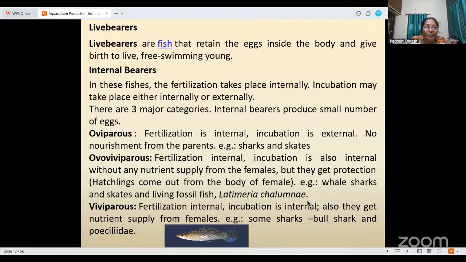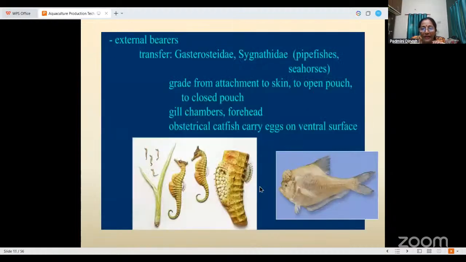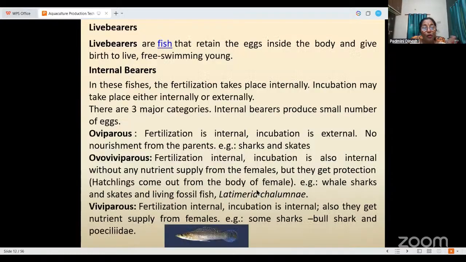So here we were talking about live bearers. In these live bearers, we're going to talk about internal bearers. Till now we were talking about external bearers: the pouch, the forehead, the mouth bearers. Now coming to internal bearers. Internal bearers means you're going to take care of them within, something like your mammals, where we grow the young ones within the womb itself. In the same way, for internal bearers, you have three major categories: oviparous, ovoviviparous, and viviparous type of fishes.